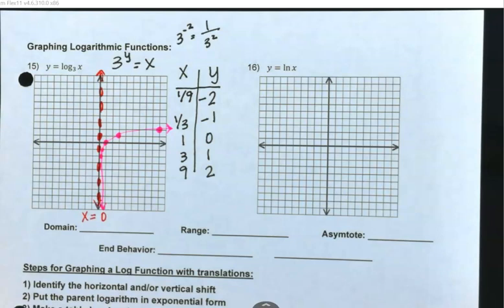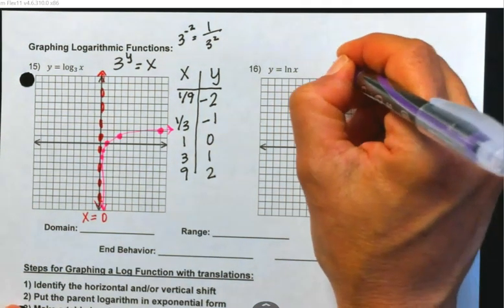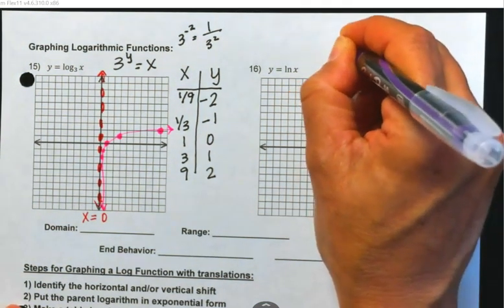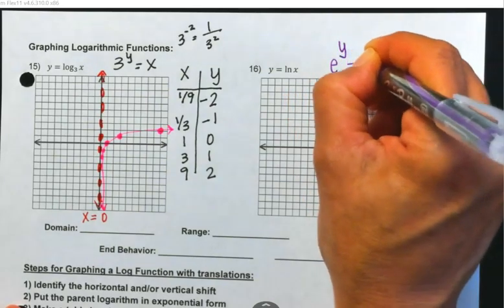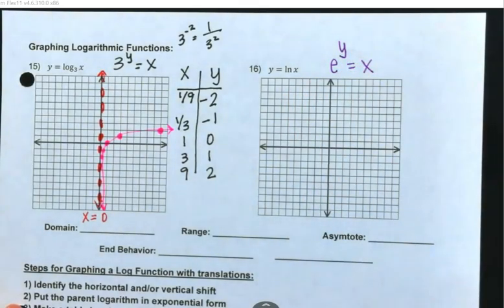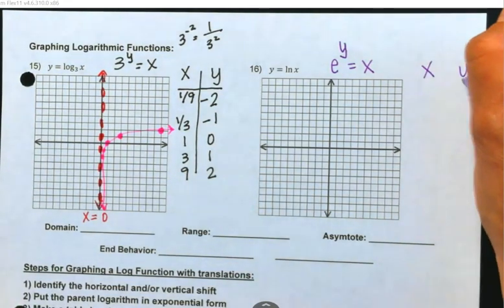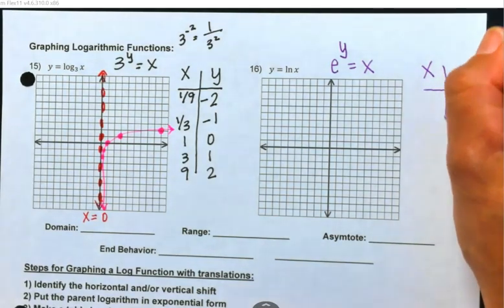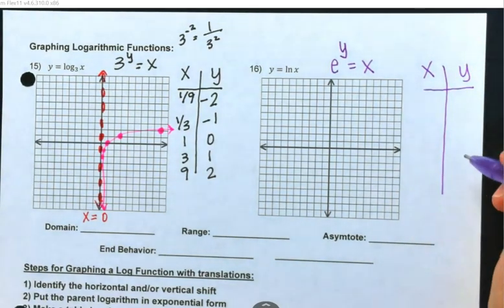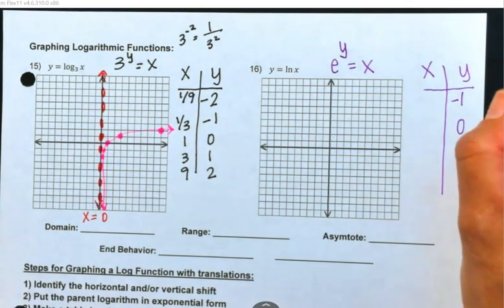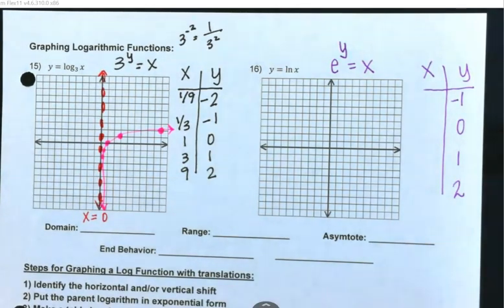All right, let's try that again. Let's do the natural log. So this is going to be similar to the stuff from yesterday. All right, so we're going to have e to the y equals x. T-chart over here. Now, if you remember from yesterday, I didn't go -2. I started with -1 and then did 0, 1, 2 because -2 is such a small amount. It's not even worth it.